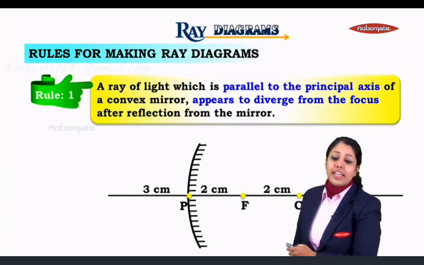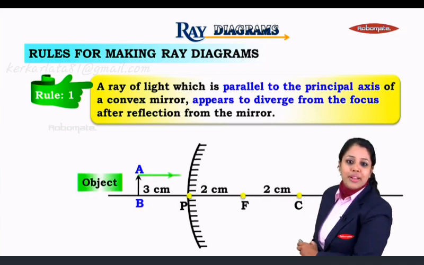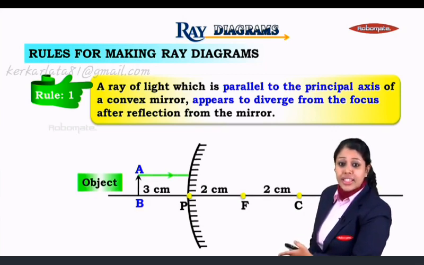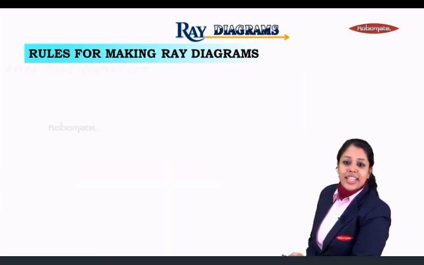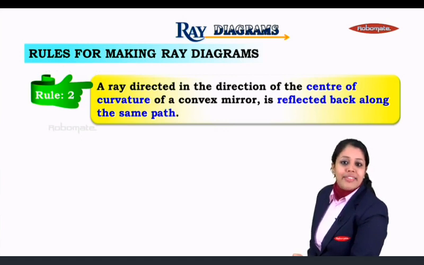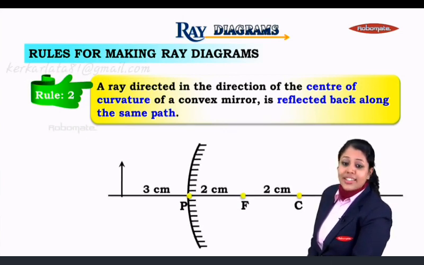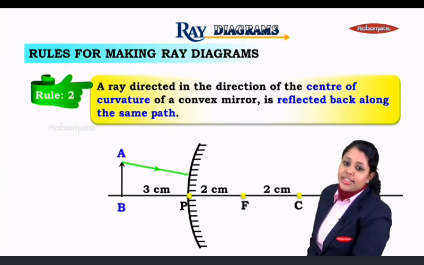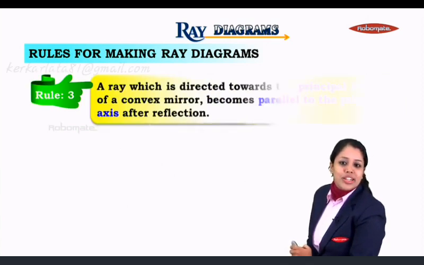Let's see here, if this is the base diagram, then it says if a ray of light is parallel to the principal axis, then after reflection the ray appears to diverge from the focus. Coming to the second rule, it says a ray directed in the direction of the center of curvature of a convex mirror is reflected back along the same path. So if there is a ray which is directed towards the center of curvature, then it gets reflected back along the same path.